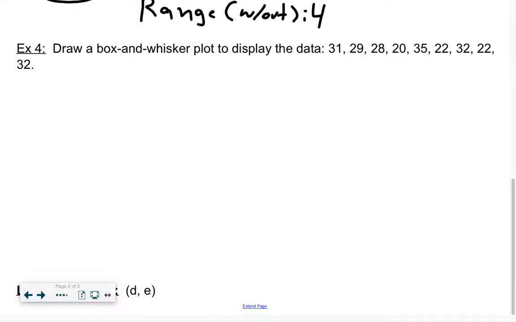Last thing we need to do. We need to draw a box and whisker plot to display the data. So box and whiskers. When we do box and whiskers, we need to start by putting our numbers in order from least to greatest. So help me out. What's the least number? Then what do we have?